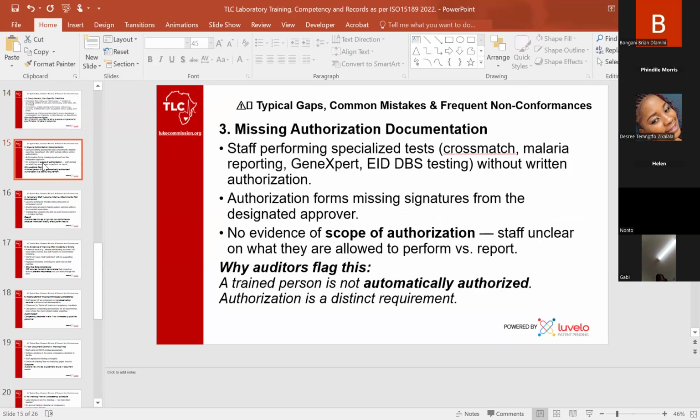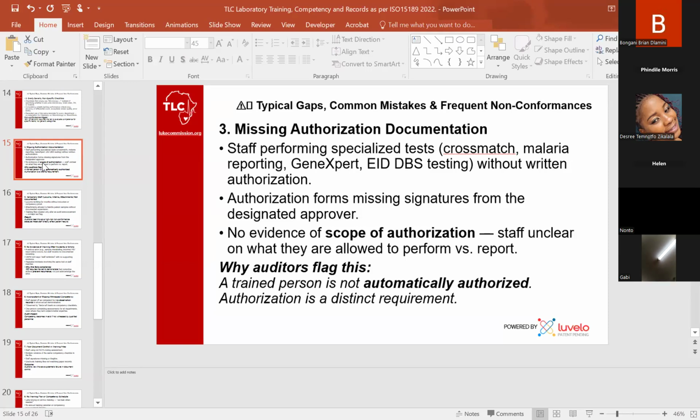Okay, we're going through a lot of these. Three, non-conformance: missing authorization documentation. Staff performing specialized tests, e.g. cross-match, malaria reporting, GeneXpert, EID, without written authorization. You must have authorization for every test.